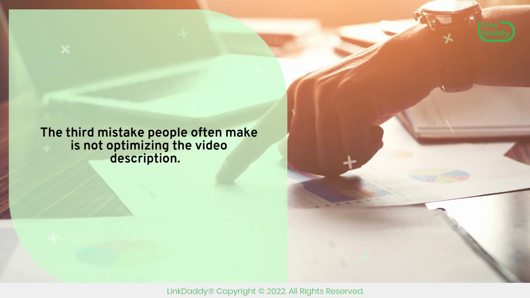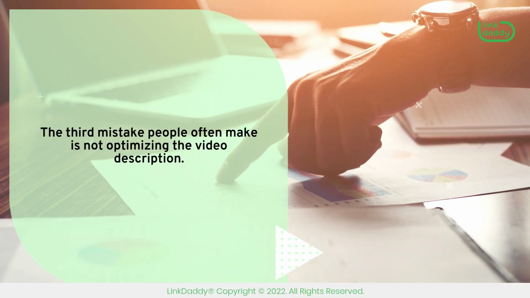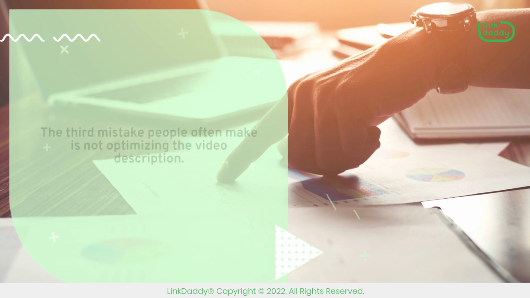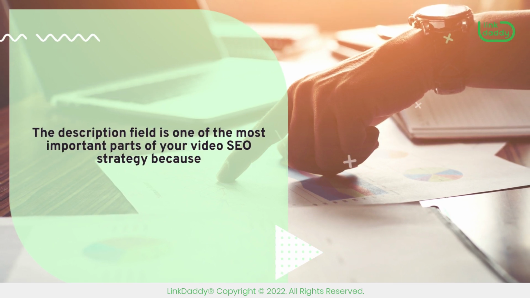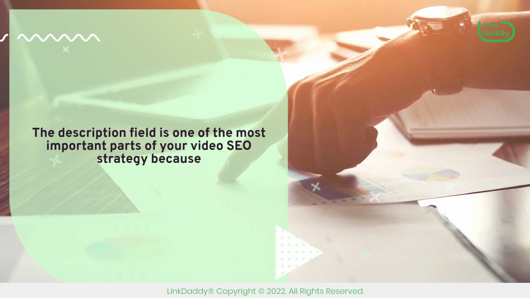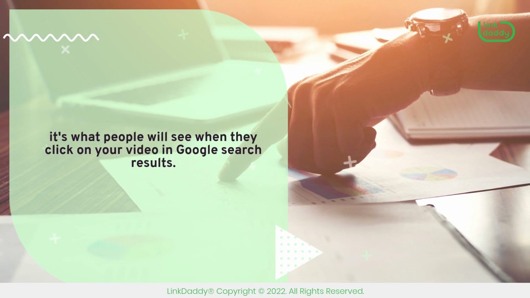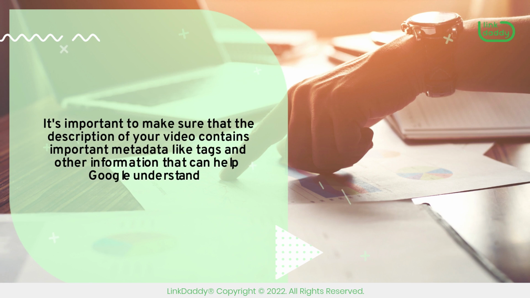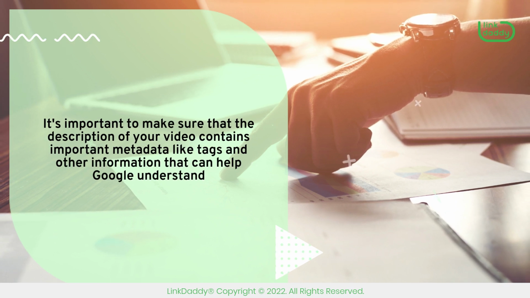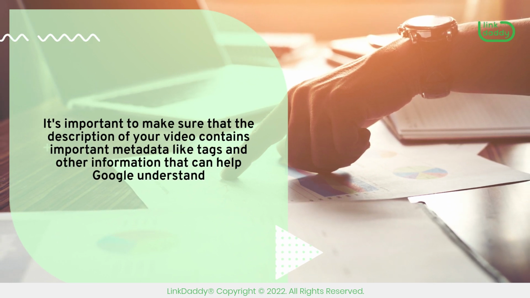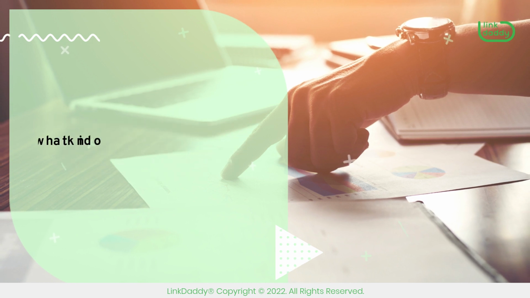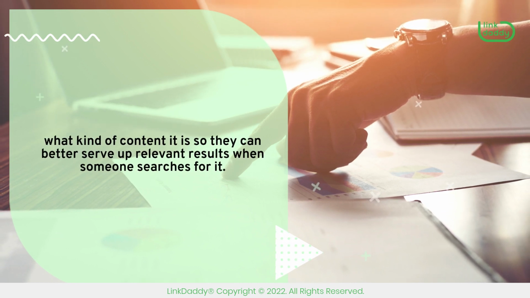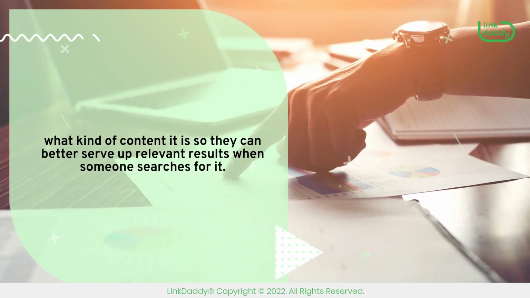The third mistake people often make is not optimizing the video description. The description field is one of the most important parts of your video SEO strategy because it's what people will see when they click on your video in Google search results. It's important to make sure that the description of your video contains important metadata like tags and other information that can help Google understand what kind of content it is so they can better serve up relevant results when someone searches for it.